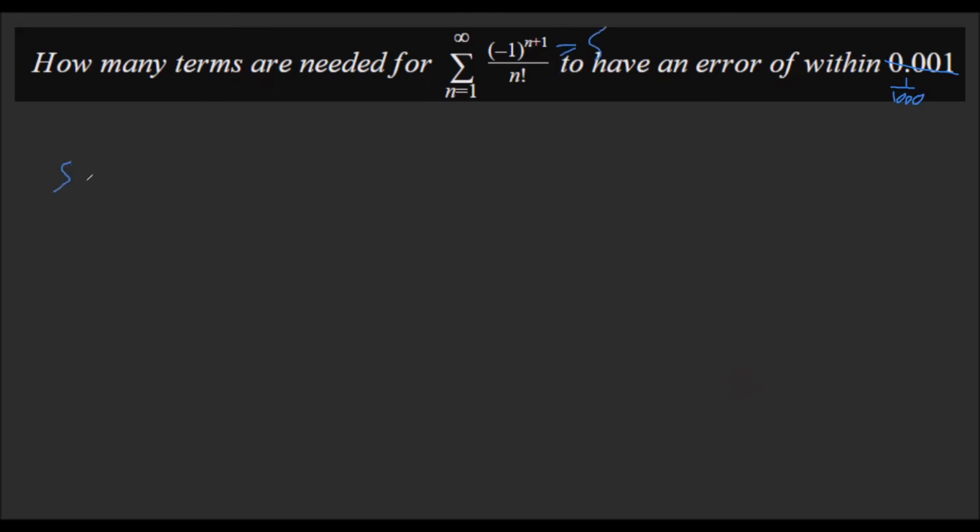So s is equal to the first term, which is 1 over 1 factorial, minus the second, which is 1 over 2 factorial. In fact, let me simplify these. 1 over 1 factorial is 1 over 1. 1 over 2 factorial is 1 over 2. Plus 1 over 3 factorial, which is 1 over 6, minus 1 over 4 factorial, which is 1 over 24, plus 1 over 5 factorial, which is 1 over 120, minus 1 over 6 factorial, which is 1 over 720.